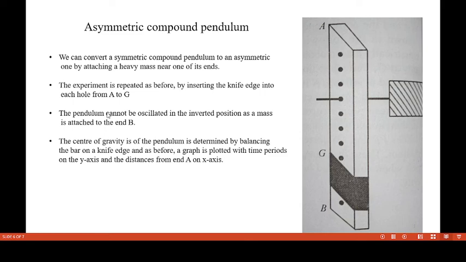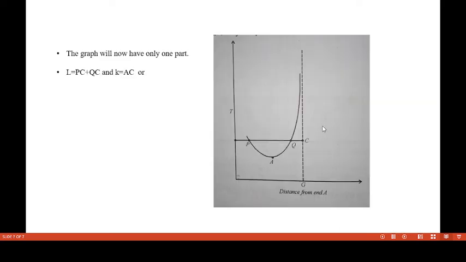So now the pendulum cannot be oscillated in the inverted position as the mass is attached to B. Now the pendulum can be oscillated only through these points, that is from the lighter end of the pendulum to the center of gravity. And the same way we do the procedure, that is we plot the points with the distance from end A on the x-axis and the time period on the y-axis. Here the graph will have only one part, since we are measuring the period of oscillation for only one part of the pendulum.